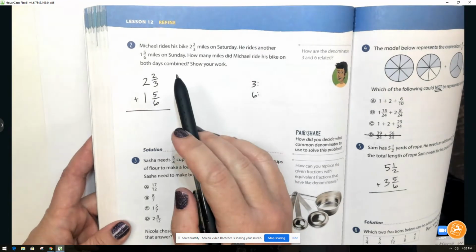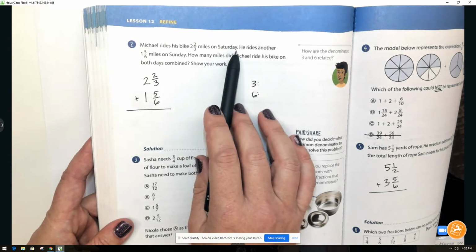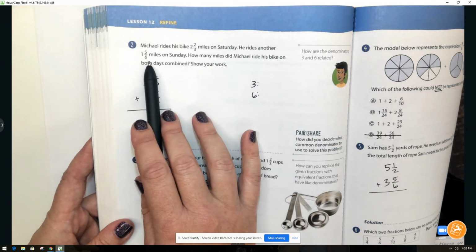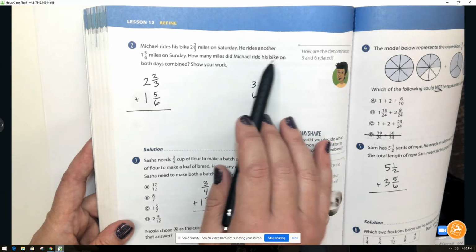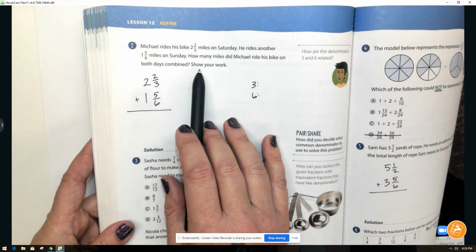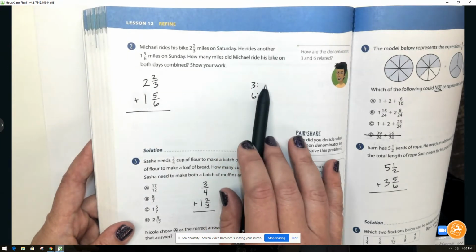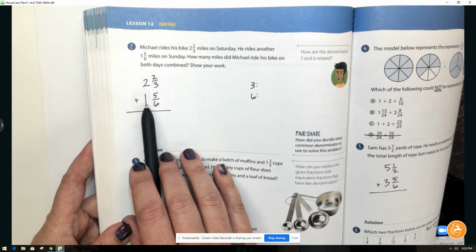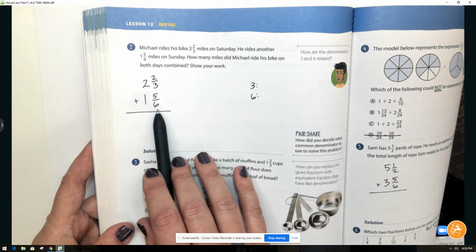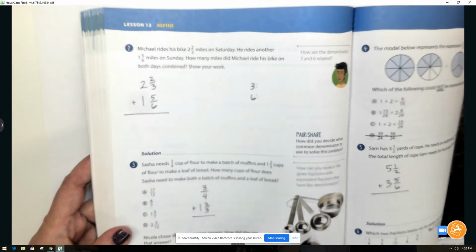Number 2 says Michael rides his bike 2 2/3 miles on Saturday. He rides another 1 5/6 miles on Sunday. How many miles did Michael ride on his bike both days combined? Show your work. So you're going to add the two together. Remember that you're going to find a common multiple. Remember, we're not going to really worry about these two whole numbers until the very end. Just worry about the two fractions, and then we'll deal with those whole numbers at a later time.